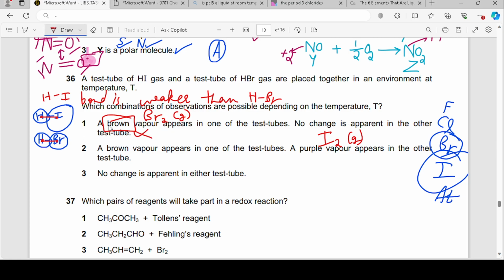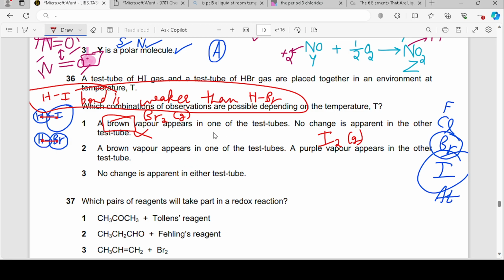Why is it not possible? Because for a given temperature, you have either no change occurring in both of them, so hydrogen iodide does not decompose and hydrogen bromide does not decompose, or hydrogen iodide decomposes but hydrogen bromide does not decompose, because we know that the hydrogen iodide bond is weaker than the hydrogen bromide bond. So it's possible that hydrogen iodide decomposes at a higher temperature, but hydrogen bromide still doesn't.